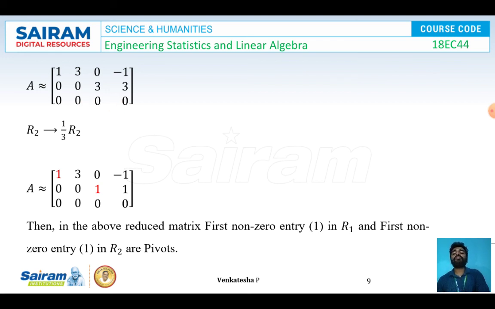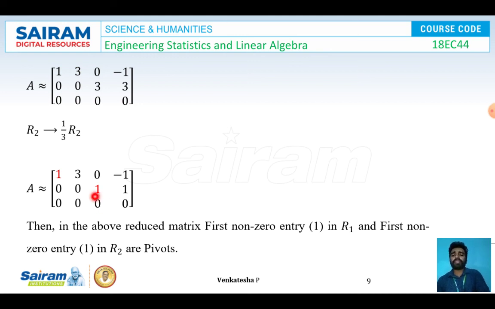We got it. And we know that the first entry of the non-zero row must always be 1. So to convert this entry to 1, I am going to divide the entire row by 3. So after dividing, I got the matrix like 1, 3, 0, minus 1, 0, 0, 1, 1 and 0, 0, 0, 0.